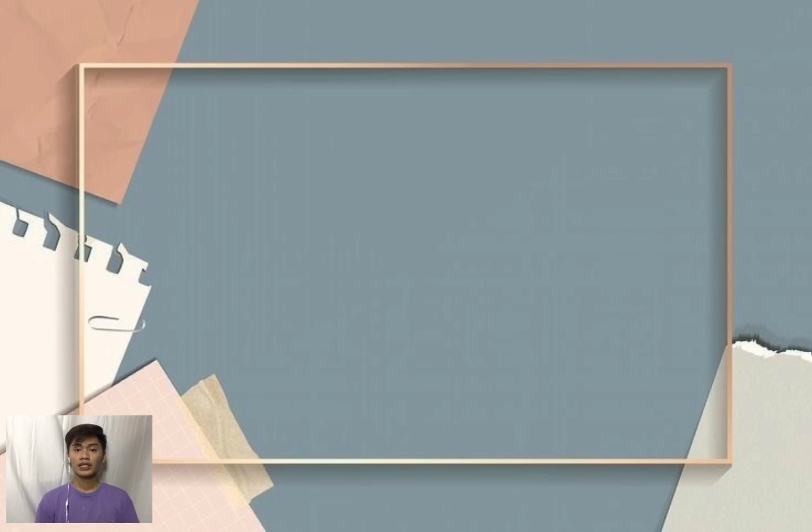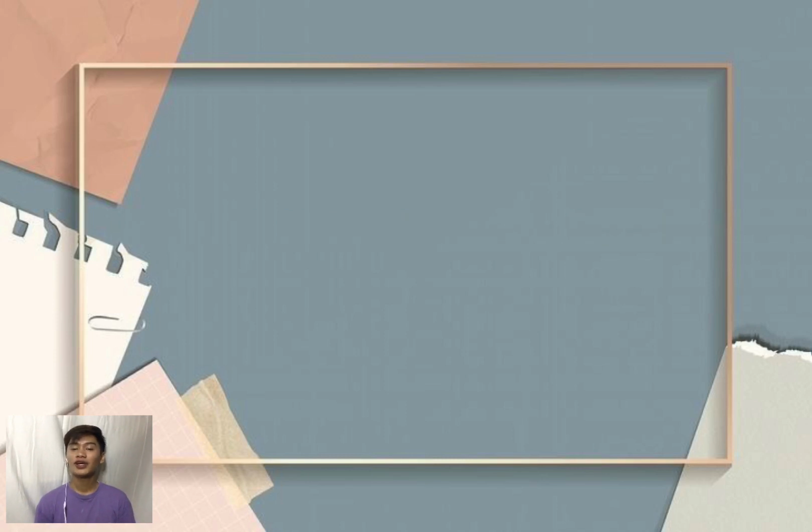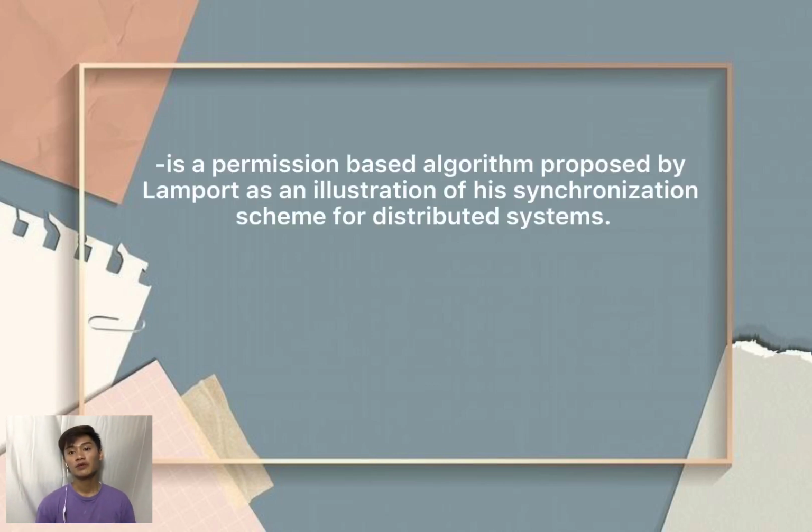Today, I will be discussing Lamport's mutual exclusion algorithm. So, when we say Lamport's mutual exclusion algorithm, it is a permission-based algorithm proposed by Lamport as an illustration of his synchronization scheme for distributed systems.